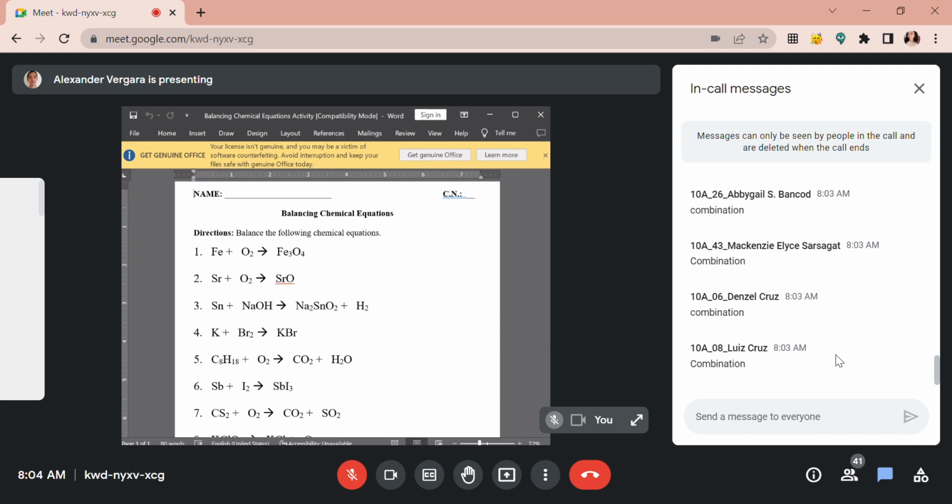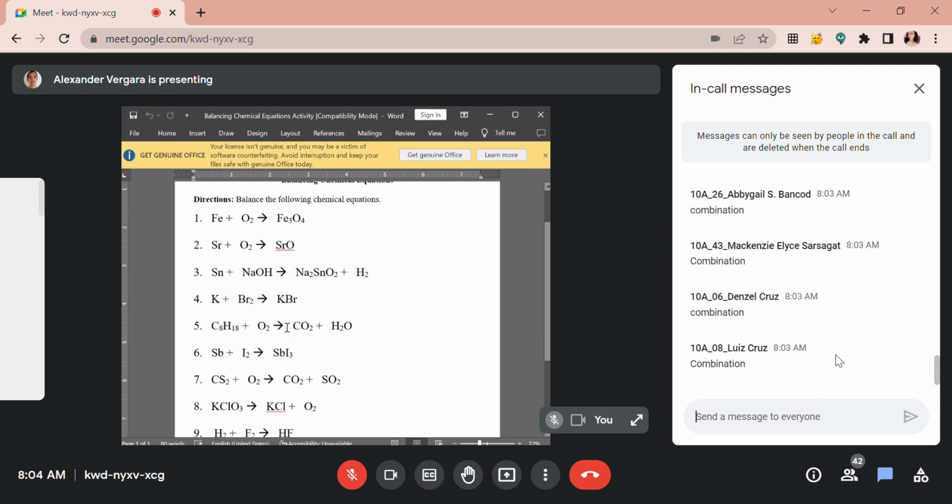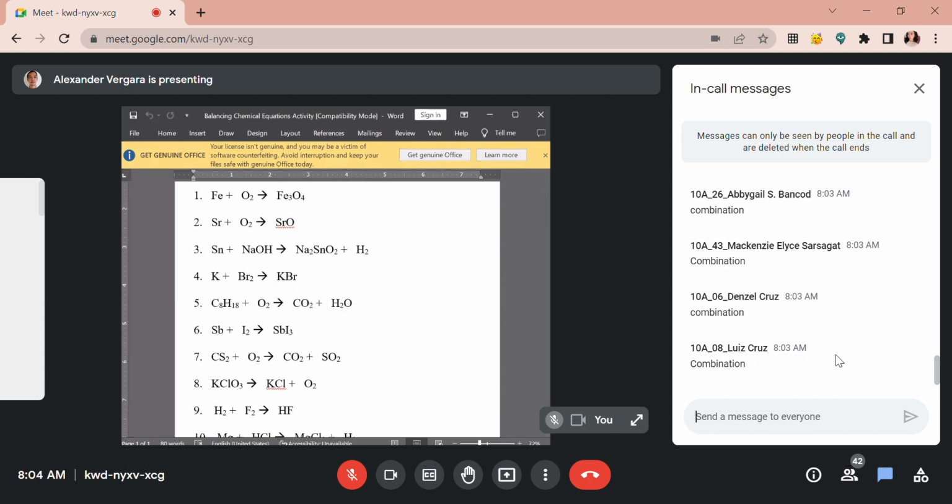Lara, look at number 4 given. K plus B are 2. Reaction, sir. Okay, combination reaction. Number 5. Mackenzie, number 5, what's the answer? Double replacement. Look at the product.